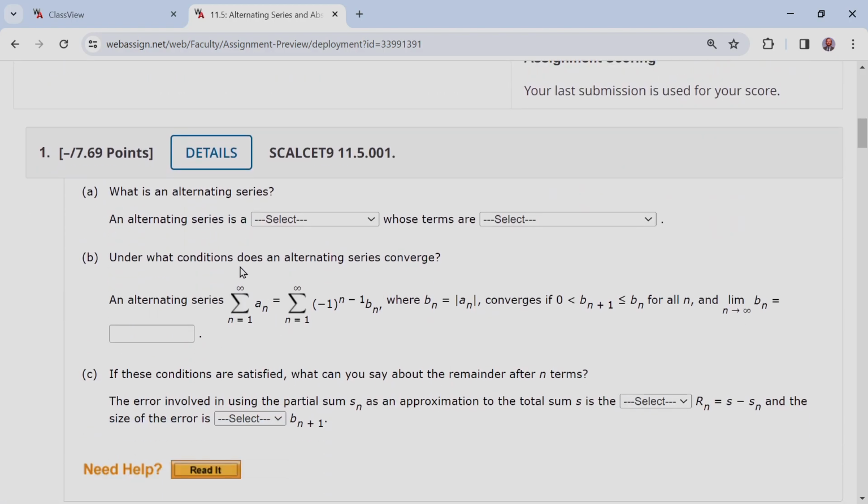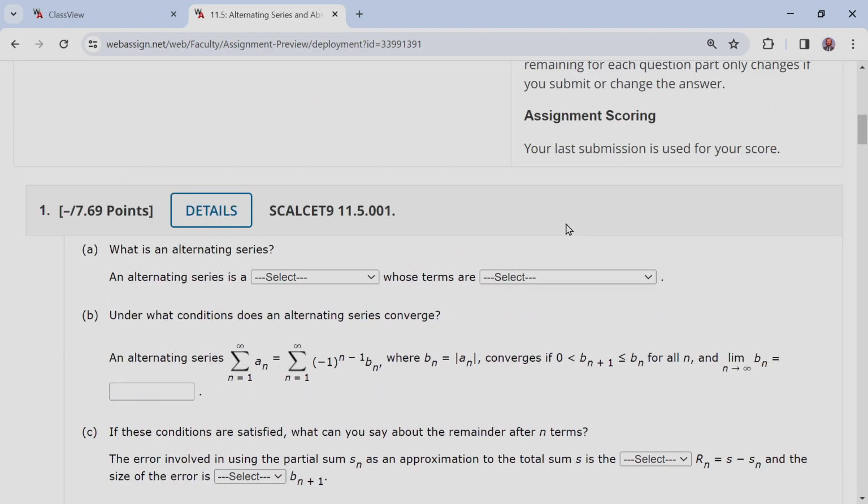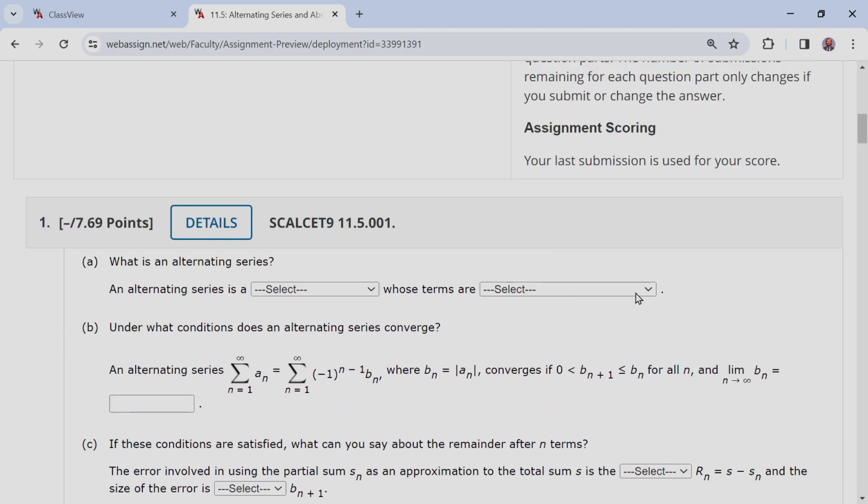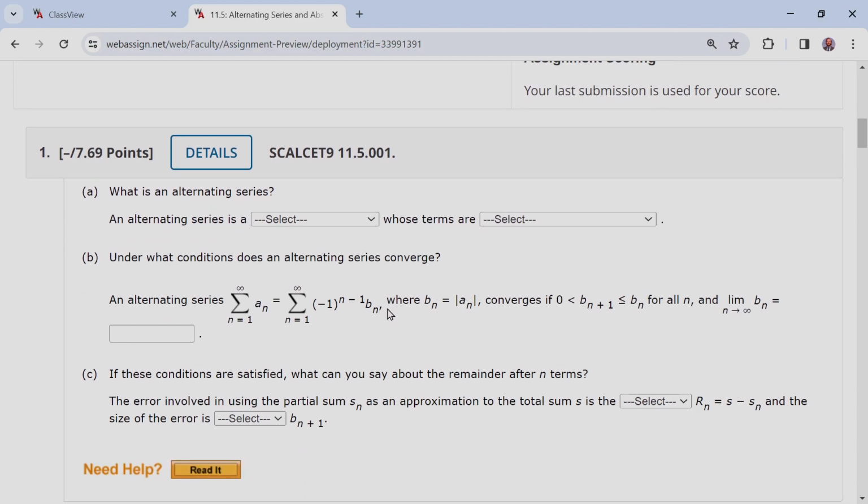So an alternating series is a series whose terms are alternating, right? Positive, negative, positive, negative. I assume that's what these drop boxes would give you. It's a series whose terms are alternating, positive, negative, positive, negative. Under what conditions does an alternating series converge?